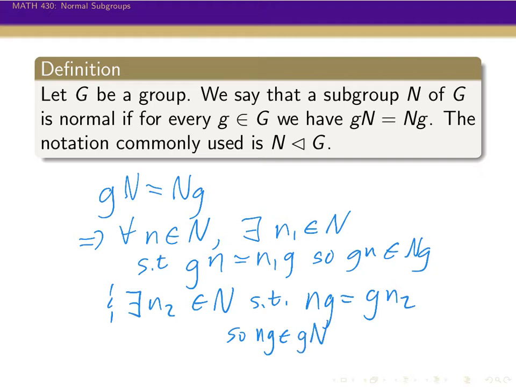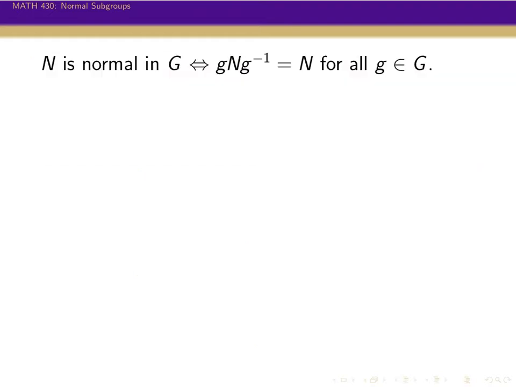The important thing to note here is that this n and this n1 don't have to be the same, and the same thing with this n and this n2. If you want to move g to the other side of n, you can do that, but you have to allow that you're swapping n out with some other element of the normal subgroup. Okay, so N is normal in G, so its left cosets are equal to its right cosets.